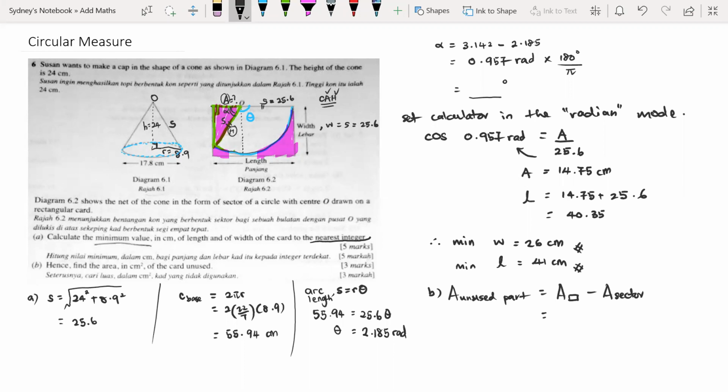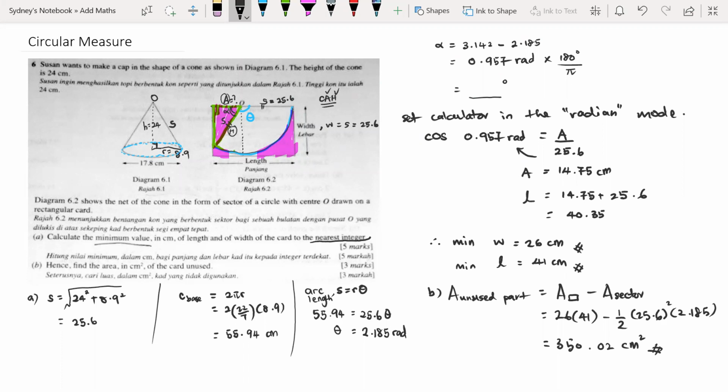So the area of the rectangle will be 26 times 41, and then minus the area of the sector, according to the formula in circular measure, half r squared theta. The theta will be 2.185 and our r here is 25.6. Just plug everything into the calculator. So we get the answer 350.02 cm squared. That's it for this question.